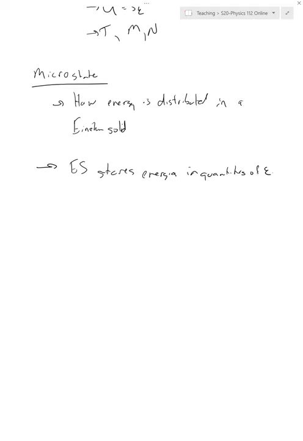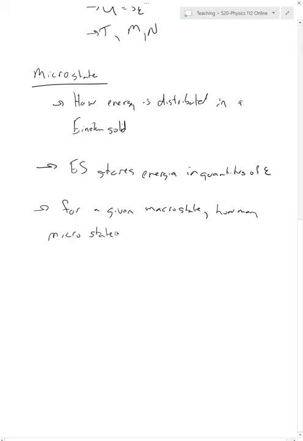So a harmonic oscillator can have one epsilon of energy. It can have two epsilons of energy. It can even have zero epsilons of energy, but they're all equally spaced. And so what we're going to ask is this. Based on what we were talking about before, for a given macrostate, how many microstates make up that macrostate?